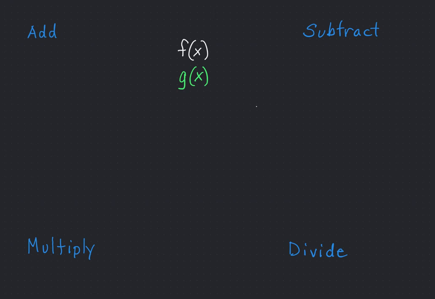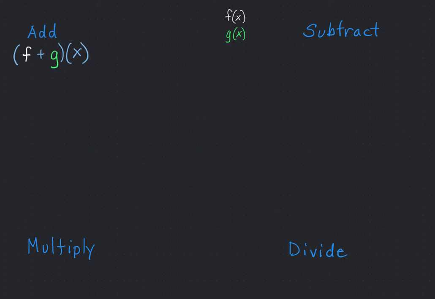Let's start by talking about how we will add, subtract, multiply, and divide functions. Let's consider two functions, f of x and g of x. What would it look like if we added these two functions? Sometimes you will see the functions added as just f plus g, but we are going to use this notation. So let's just move this out of the way for a little bit.